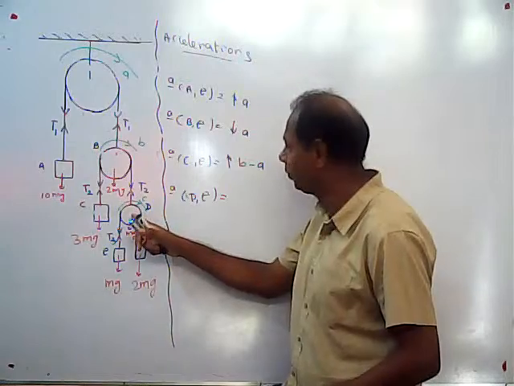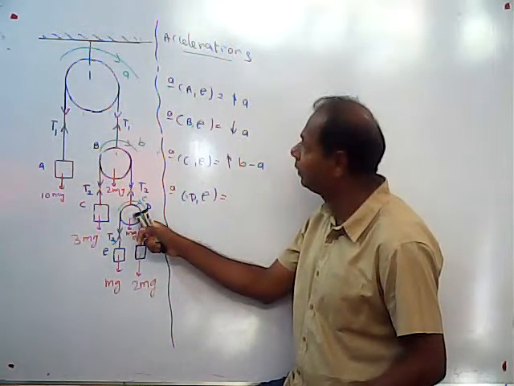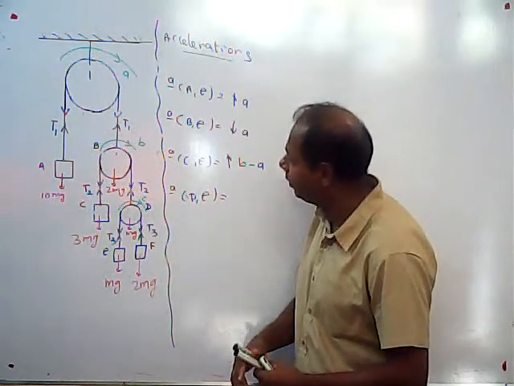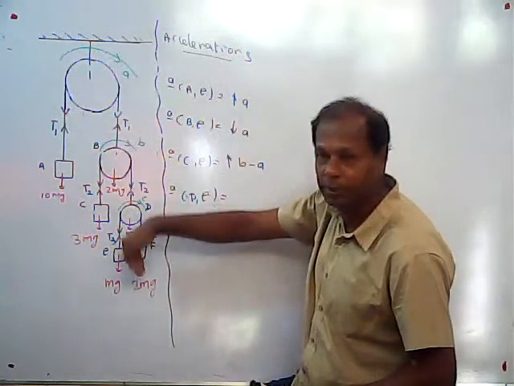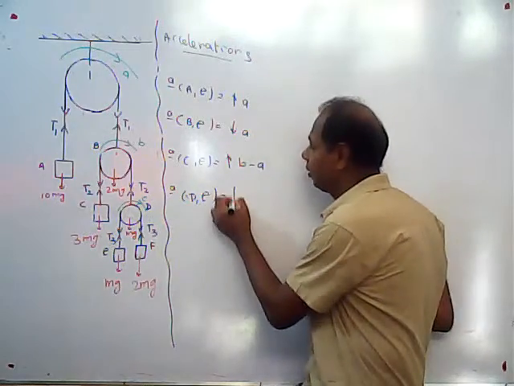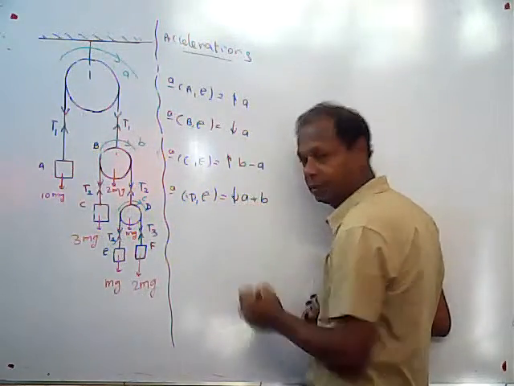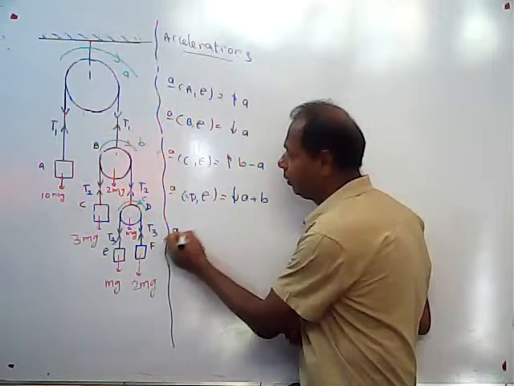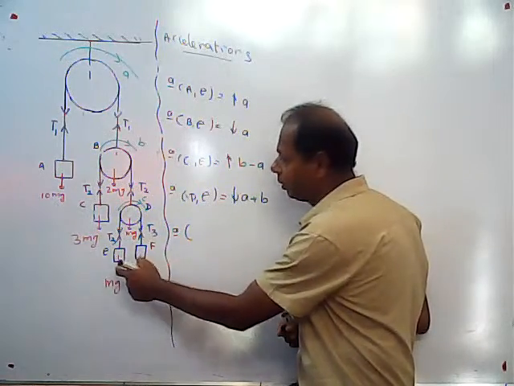So D relative to Earth is taken down by B and taken further down by A. So taking downwards, it will be A plus B, right? Then we go to acceleration of E.